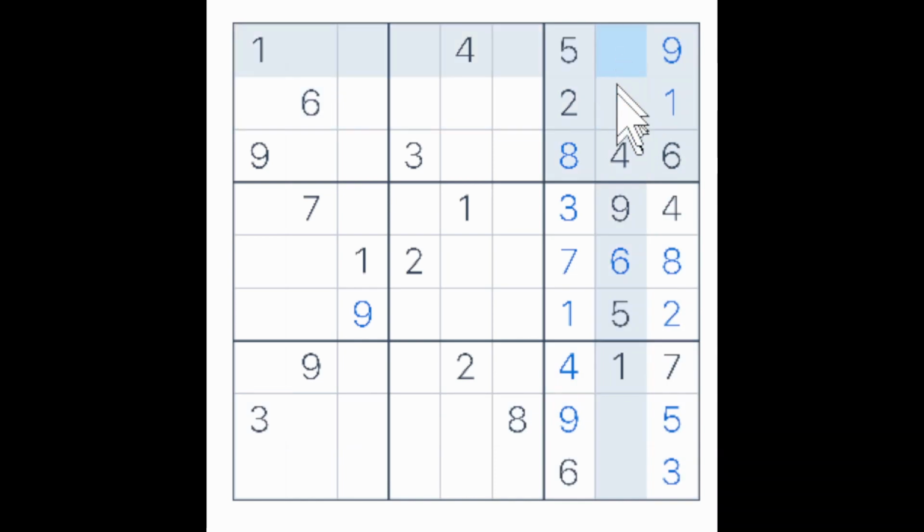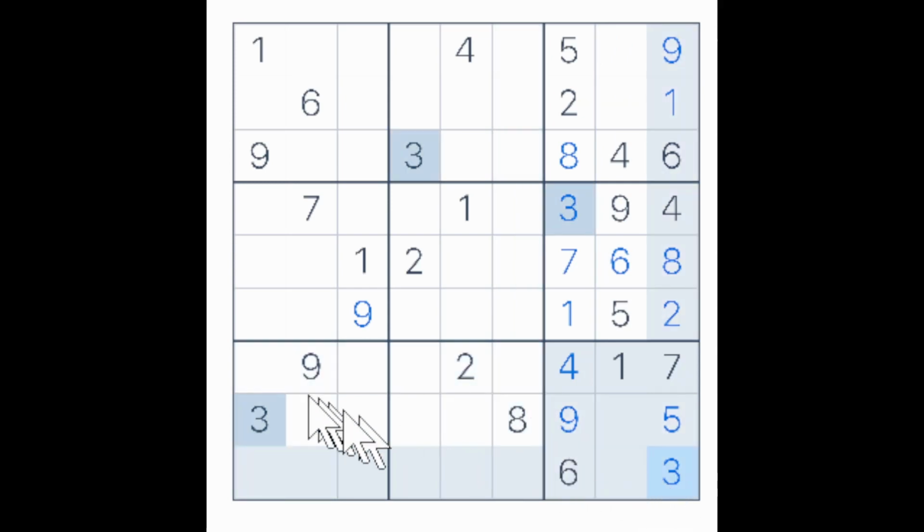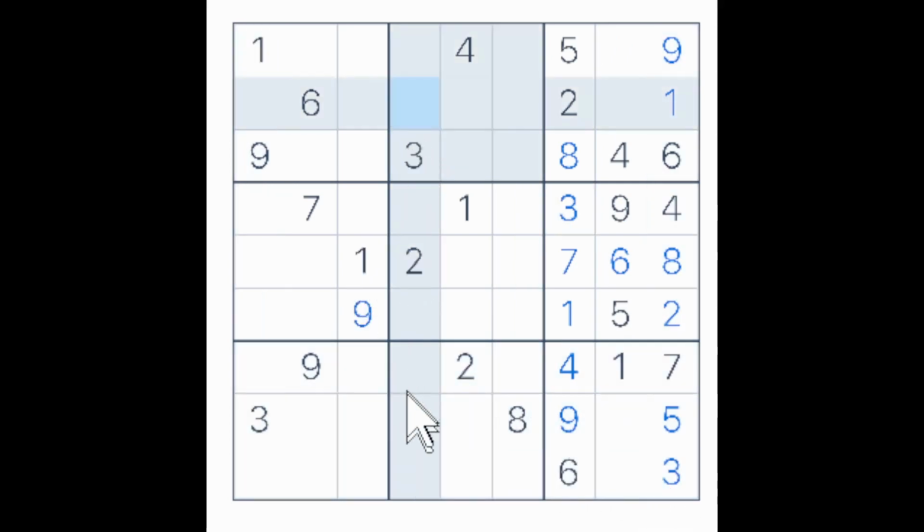These have to be 3 and 7 as mentioned, and that makes these a 2 and a 4, which I can't place just yet. What I can do, however, is place a 3 in this cell, because the 3 here and the 3 here and the 3 here block all of these cells from being 3s. Therefore, this must be a 3.